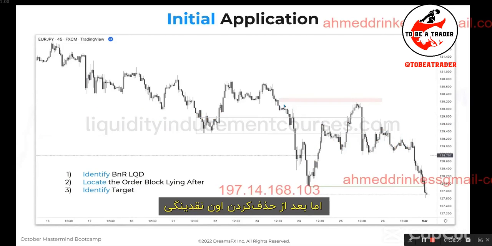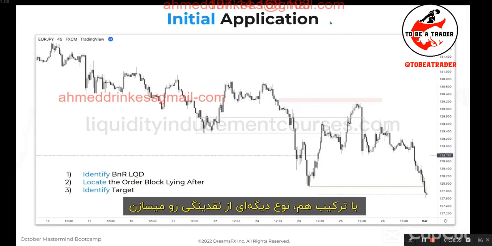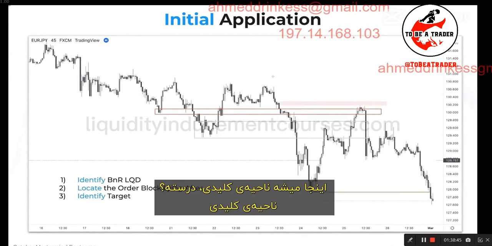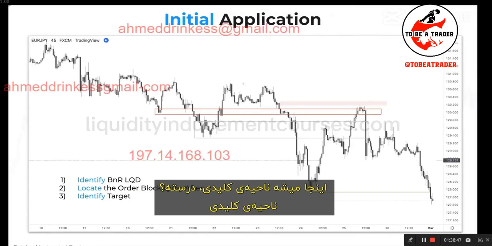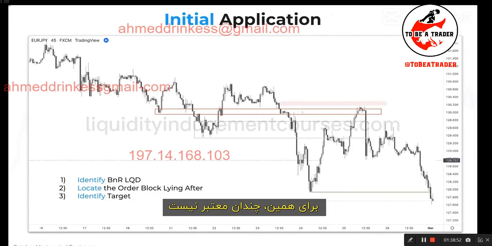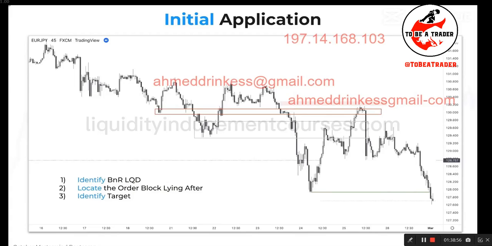But after it took out that liquidity, all these relative equal highs over here, more importantly, combining another type of liquidity, think about it. Key zone, right? Key zone. It's difficult because you have to be mindful of all of these types of liquidity. That's why it's really not that valid. So that's type 1, if you understand it, and we're going to go to the next example.